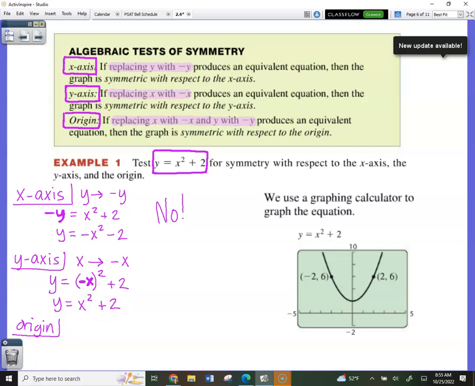Does everyone agree? Is that the same? Yes. Is that the same equation that I started with? Yes. No, because what's negative x times negative x? Positive x squared, right?